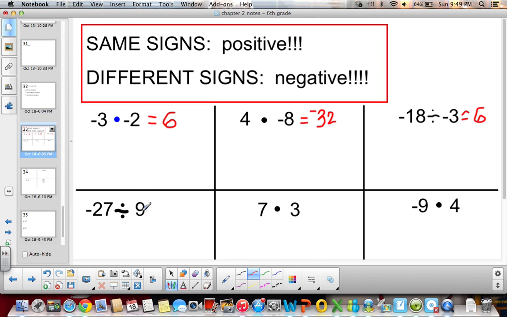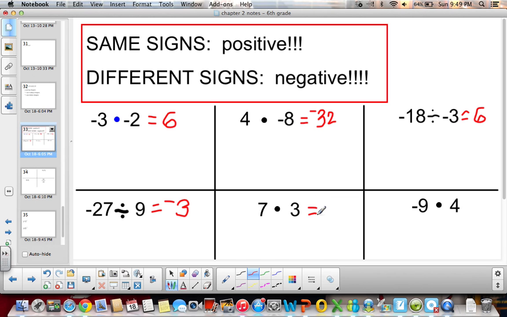-27 divided by 9, we have different signs, so our answer is going to be negative. 27 divided by 9 is 3. We have different signs, so it's negative.